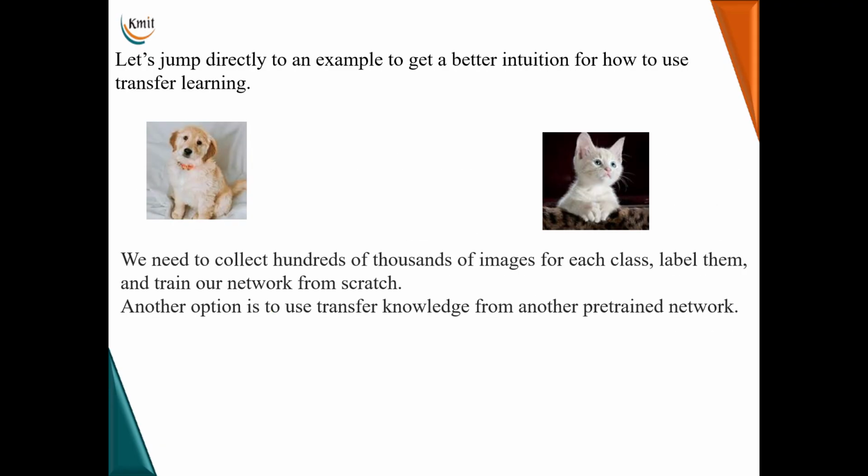Now let us directly jump into an example which will give you a clear intuition of how transfer learning generally works. Suppose we want to train a model that classifies dog and cat images, and we have only two classes, dogs and cats. We have only two labels here. We may have two options here. We need to collect hundreds of thousands of images for each class, label them and train our network from scratch. The second option is to transfer knowledge from another pre-trained network. So let us talk about the second option, that is transferring knowledge from another pre-trained network.